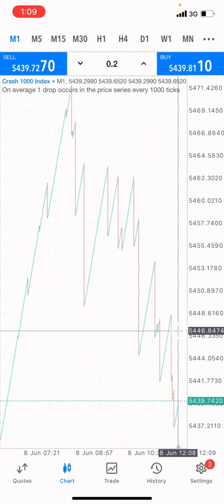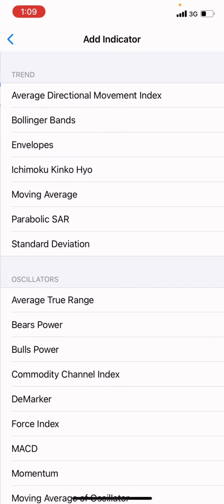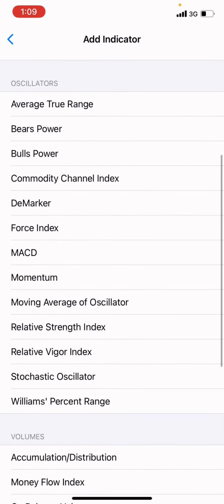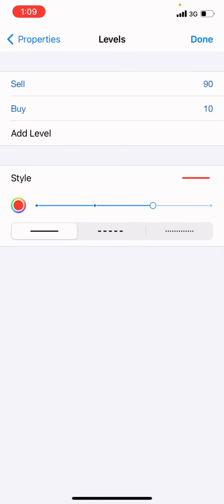But first of all, I'm going to put in the indicators which I use. I'm going to put in the relative strength index and the average true range indicator. So I'm going to put on the RSI period 14, levels 10 and 90, for sell and buy. Now I want you to know that this setup is for crash alone. When on the boom market, I'm going to put on the parameters as well.